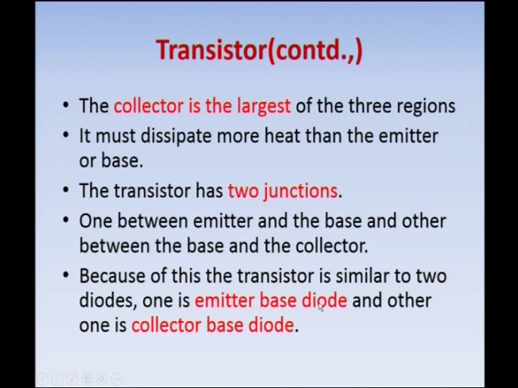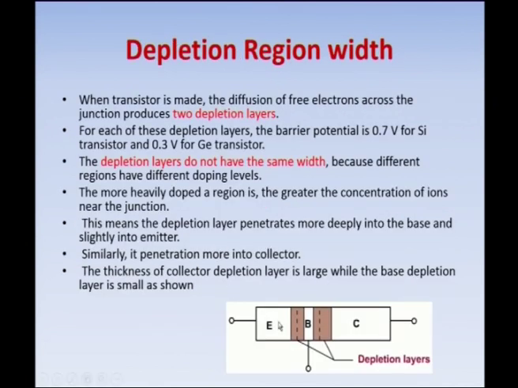So, because of this, the transistor is similar to diodes. One is the emitter-base diode and the other is the collector-base diode. For a diode, we know that it has only two terminals, P and N. If P and N are joined together, and you give a metallic contact at its extremes, it becomes a diode. Similarly, you can imagine that this input junction is a diode and the output junction is another diode, so two diodes are connected back to back to make a transistor.